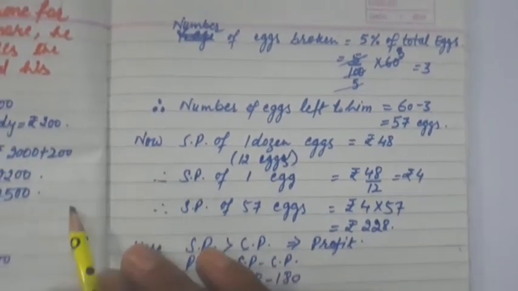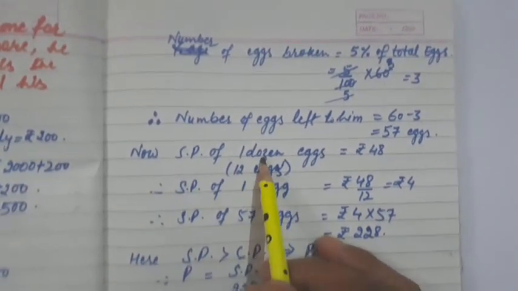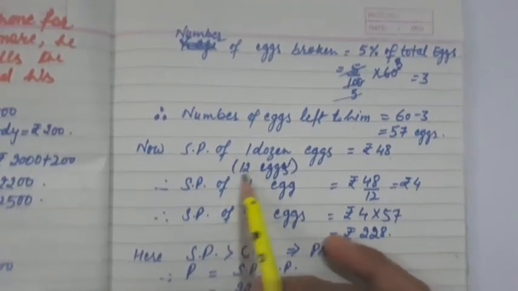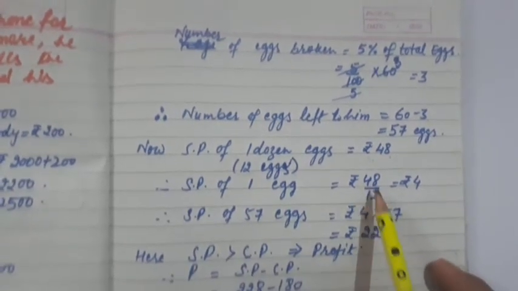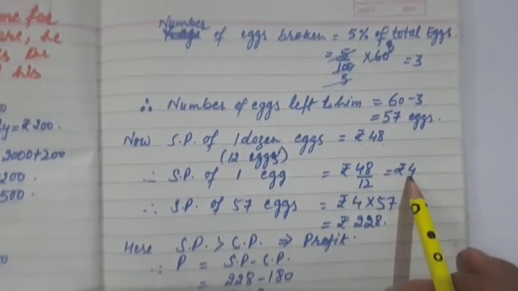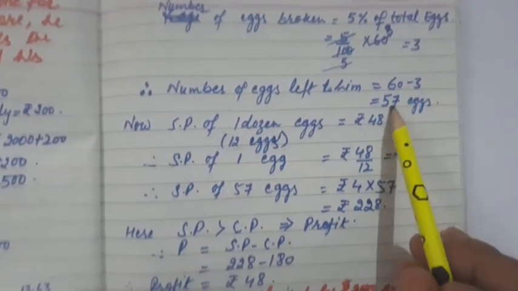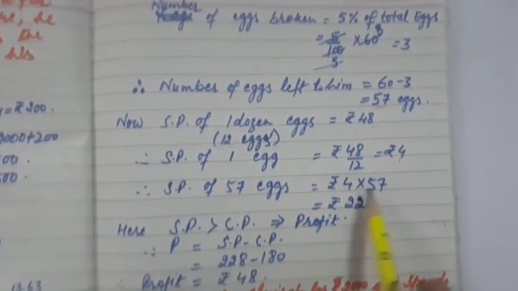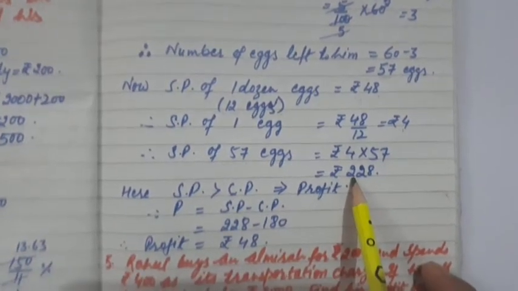Therefore, according to the question, the SP of 1 dozen eggs is given, that is rupees 48. Means the SP of 12 eggs is 48. So the SP of 1 egg becomes 48 upon 12. We divide and we get rupees 4. Therefore the SP of 1 egg is rupees 4. So we have to find the SP of the remaining eggs, that is 57 eggs. Therefore the SP of 57 eggs is rupees 4 into 57, which is equal to 228.